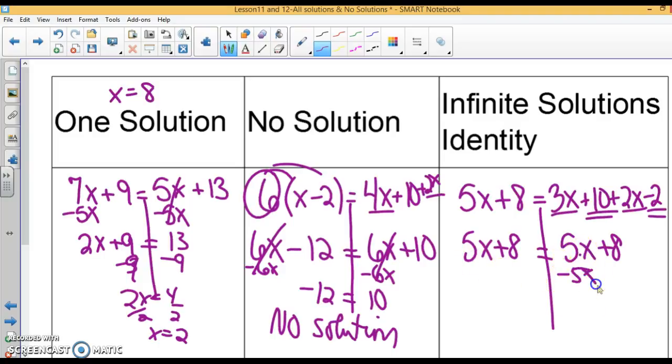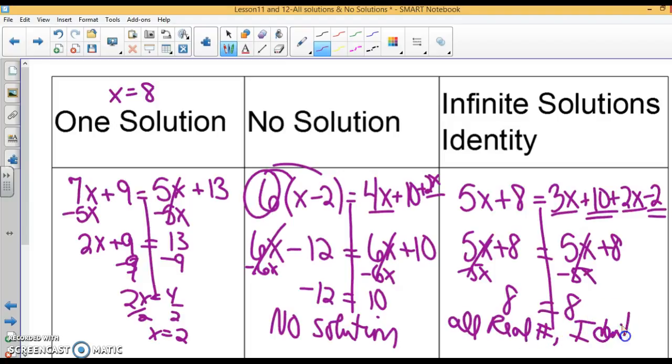If you want to go a step further, let's move this 5x over to the left. So subtract 5x from both sides. And you have 8 equals 8. That is always true. It will always be true. We say the solution is all real numbers, or you could say the identity, or you could say infinite solutions.